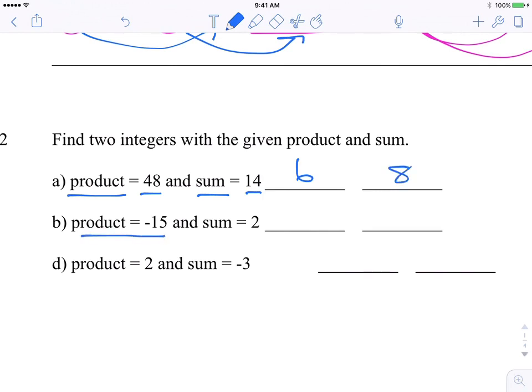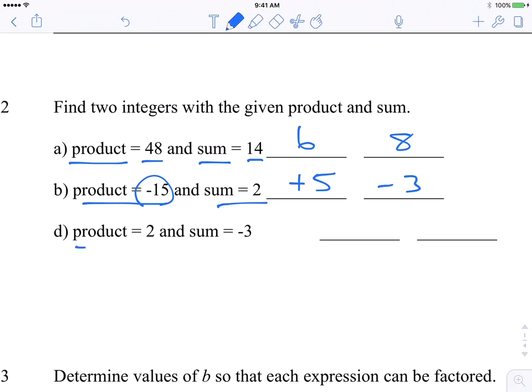If the product is negative 15 and the sum is a positive 2, I know my two numbers have to be, one has to be positive and one has to be negative, because when I multiply a positive and a negative, I get a negative. 5 times 3 is 15, and if I have a positive 5 and a negative 3, that has a sum of positive 2.